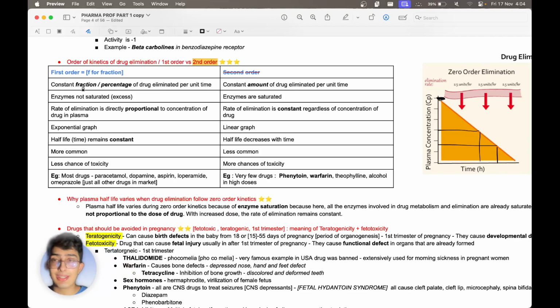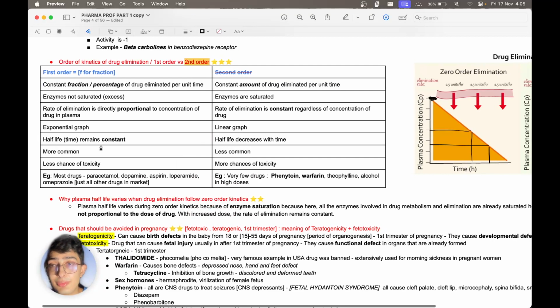I'll go over it very quickly again. In first order kinetics, with 100 milligram of drug, in 1 hour it's going to be 50, in 2 hours it's going to be 25, because 50% of 100 is 50, and then 50% of 50 is 25. So we're removing a constant fraction of the drug every single hour. But in zero order kinetics, we're removing a constant amount. In every hour, not a percentage, a fixed amount of the drug is removed, for example 20 milligram. So with 100 milligram of drug, in 1 hour it's going to be 80, and after 2 hours it's going to be 80 minus 20, 60 milligram. So constant fraction and constant amount, F for fraction, just a mnemonic to help you remember.